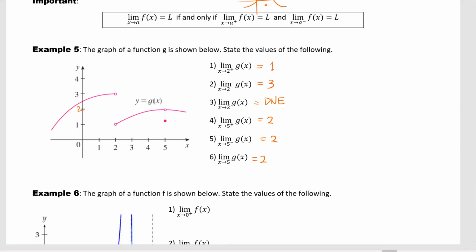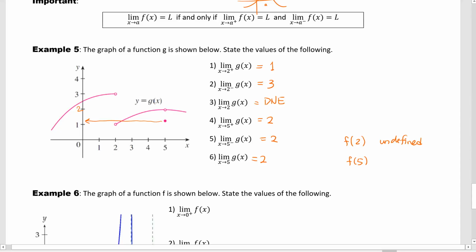So far, so good, everybody. And furthermore, we can also ask, what is f of 2? Well, f of 2 is right here. Do you see any dots over there? No. So this is undefined. How about f of 5? Do you see any dot there? Yeah, here. What is this dot? Let me suppose this is 1.2. Then this dot, f of 5, is 1.2.